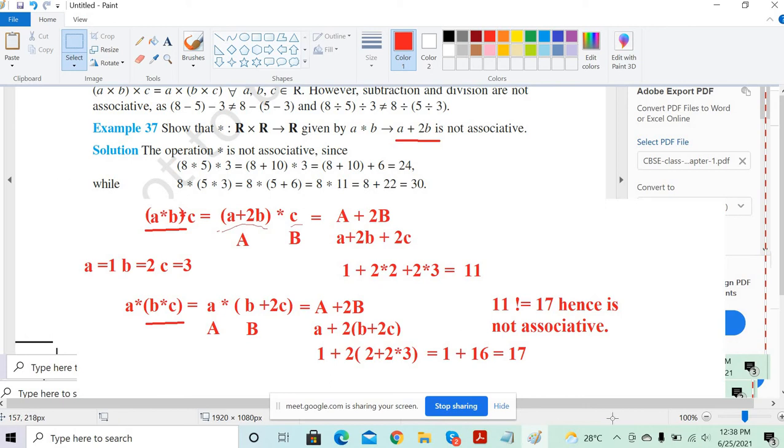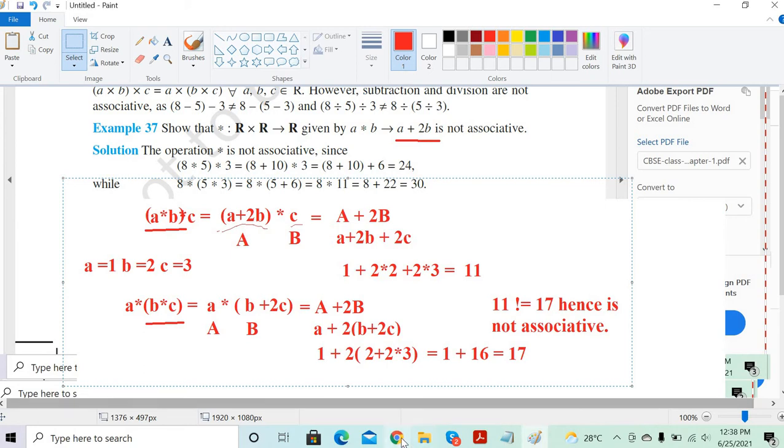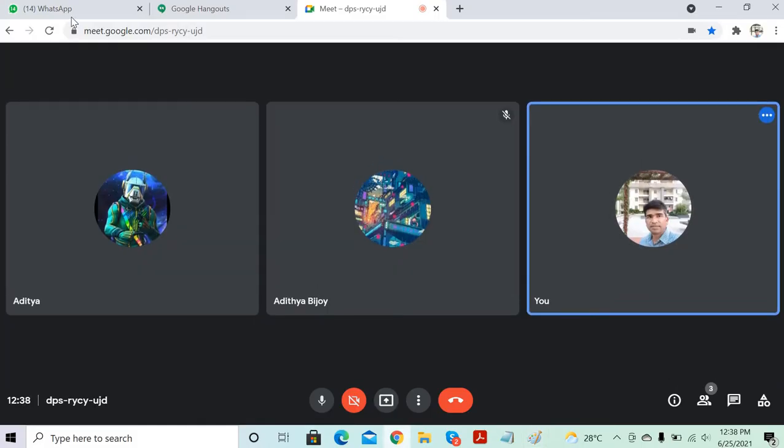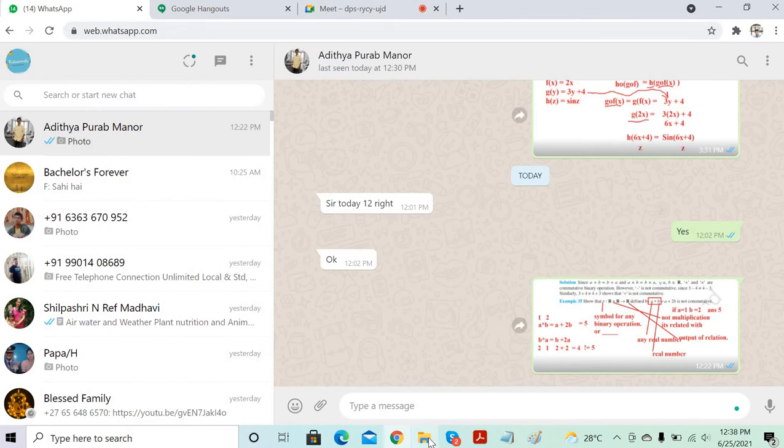Okay. Now the same question, do it with your understanding now. The same 37. You take the different values. I take 1, 2, 3. You take some other values. I'll take 4, 5, 6. Yeah, some other values you do that. Correct?